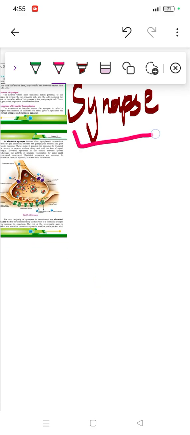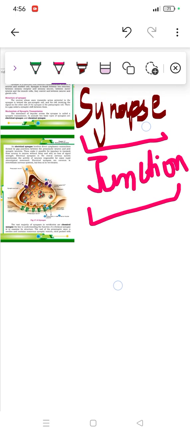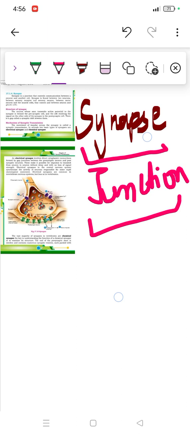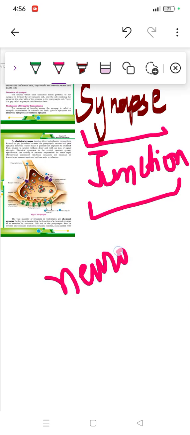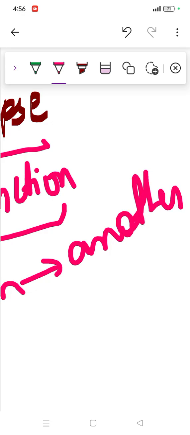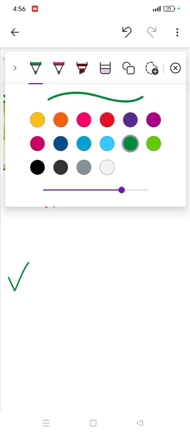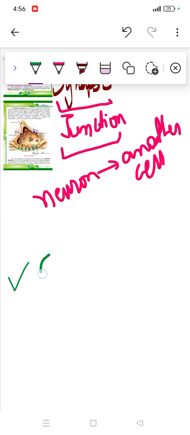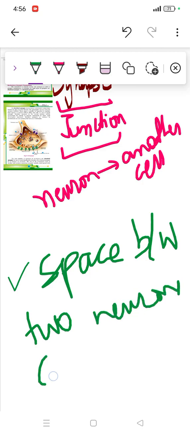Synapse is simply a kind of junction which is for the communication between one cell and another cell. It controls communication between a neuron and another cell. That's basically called a synapse. In easy words, we simply say the space between two neurons is called a synapse.